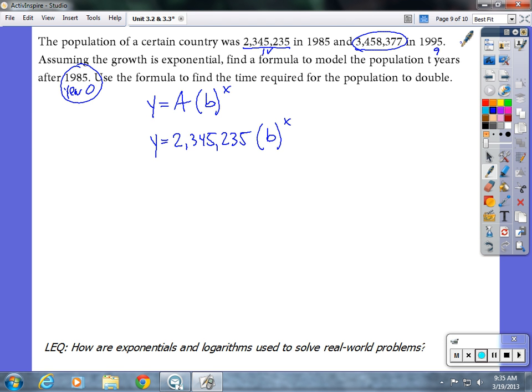What am I thinking? 95 is year 10. Okay, so 95 is year 10 with that population. So we plug in for x, we plug in for y, we solve for b.